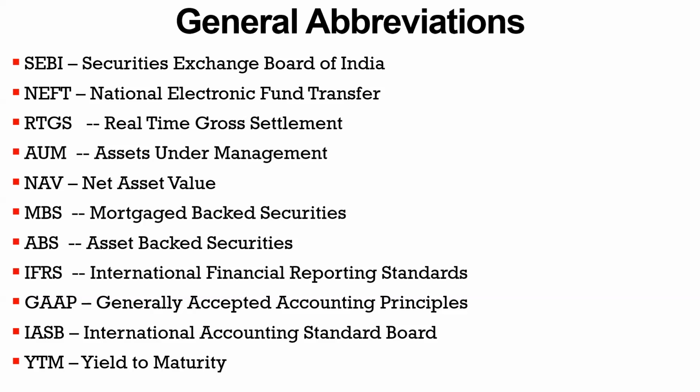AUM means assets under management. NAV, net asset value. NPA, non-performing assets. MBS, mortgage-backed securities. ABS, asset-backed securities. IFRS, International Financial Reporting Standards. GAAP, Generally Accepted Accounting Principles. IASB, International Accounting Standards Board. YTM, yield to maturity. So these are some abbreviations.